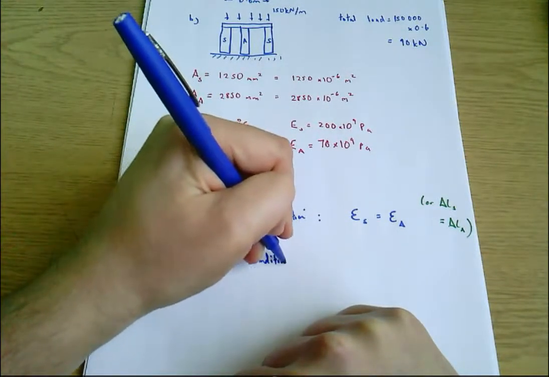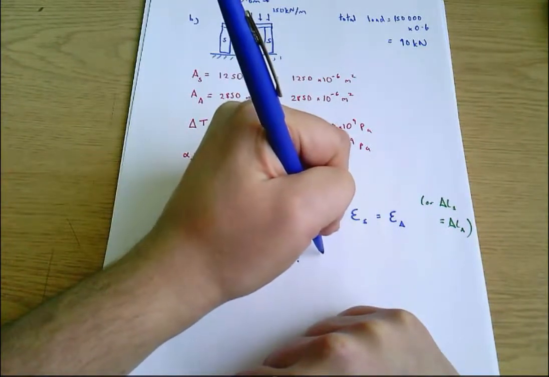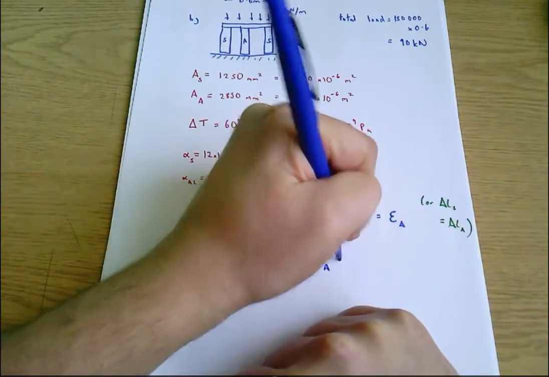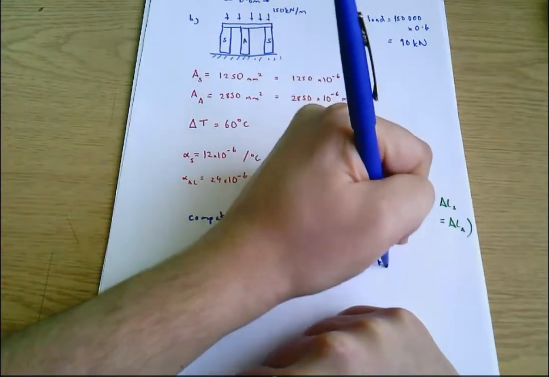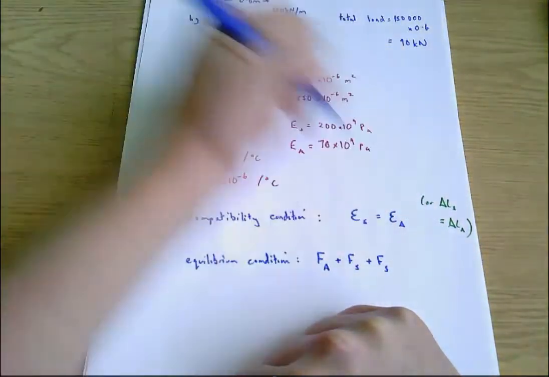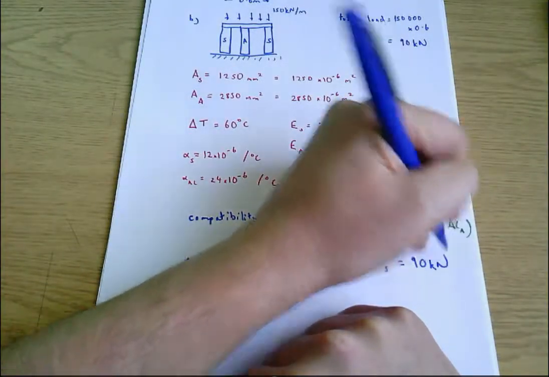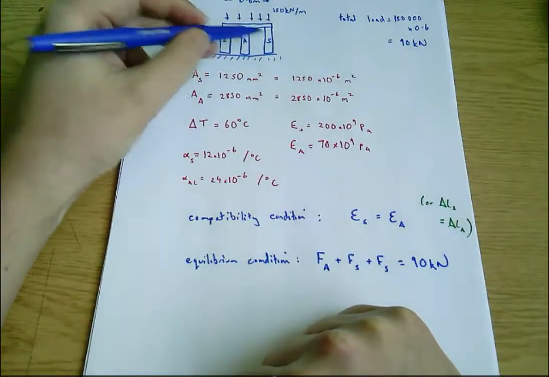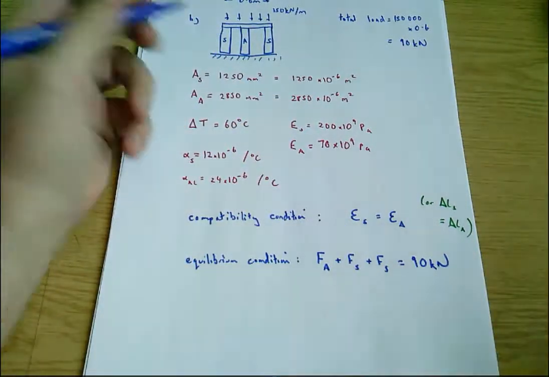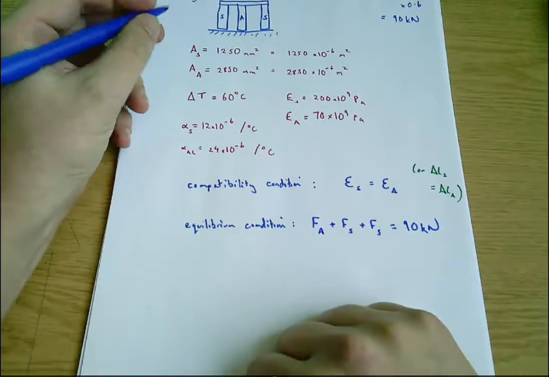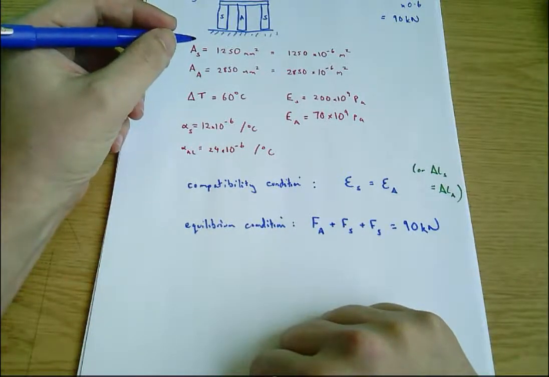And that says that the load supported by the aluminium plus the load supported by the steel plus the load supported by the other bit of the steel, all of that has to be 90 kilonewtons, the total load supported. These three things are supporting 90 kilonewtons, so when we add up the force in each of them, we're going to get 90 kilonewtons. That sounds good.